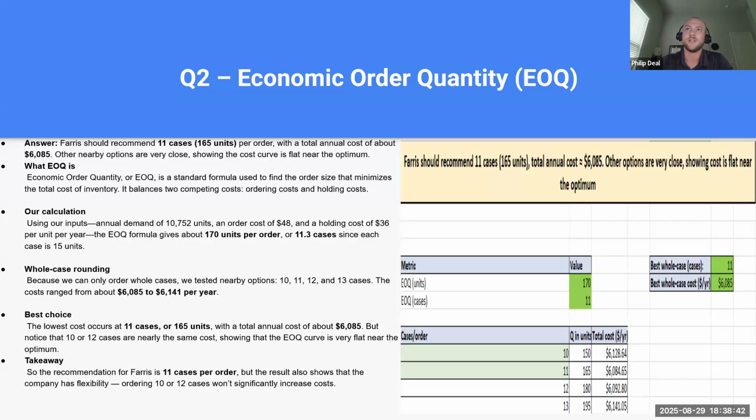Our calculation, using our inputs from the previous page: 10,752 units, an order cost of $48, and a holding cost of $36. Our EOQ came out to 170 units per order, or 11.3 cases. We rounded to 11 because you can't order 0.3 of a case. We also found that the best choice is 11, but 10 or 12 also gives you some flexibility if you feel like holding a little extra inventory. But the cost difference is very minimal.